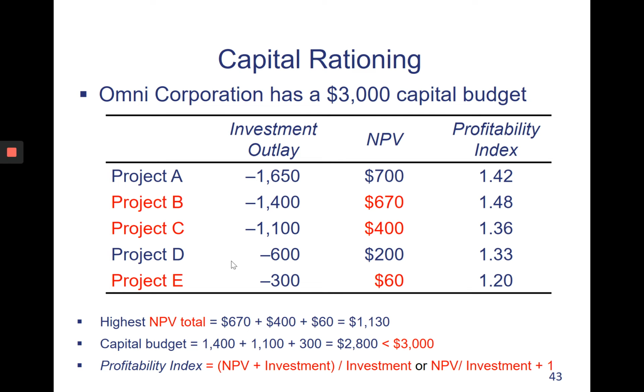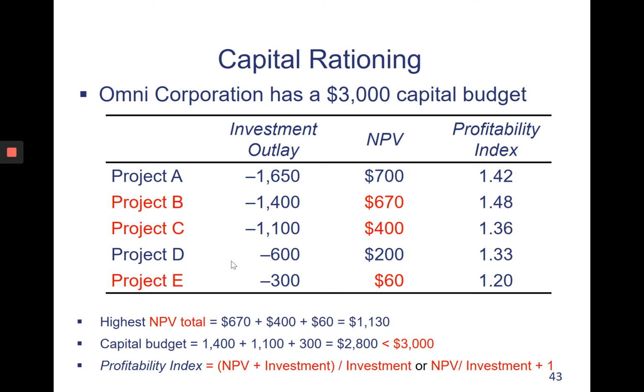Project A requires an investment outlay of $1,650. We spent this, it's a negative cash flow, so minus $1,650. And it would generate a net present value of 700 for us. Project B, it has a negative cash flow of 1,400 initially, and net present value is 670.